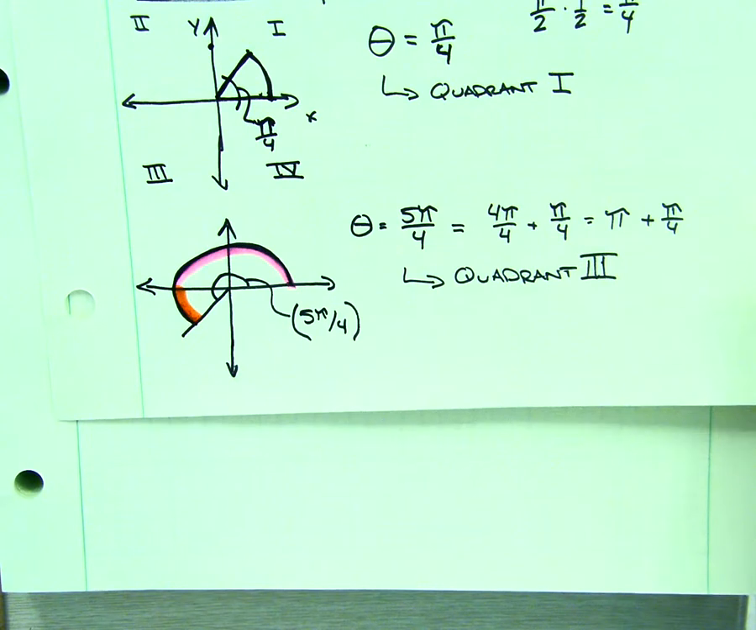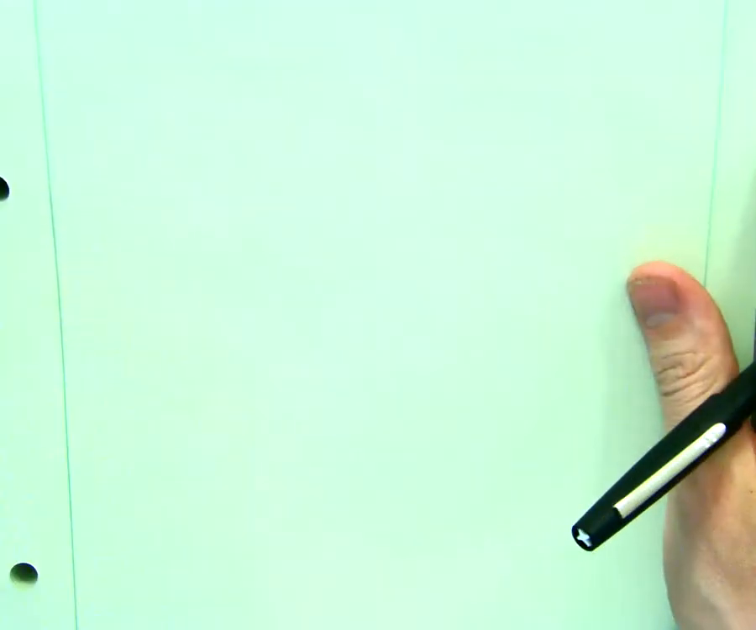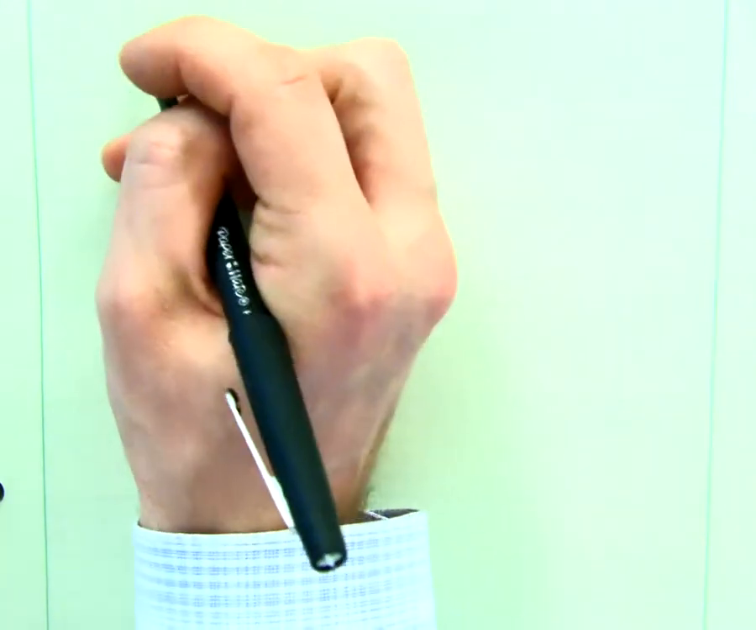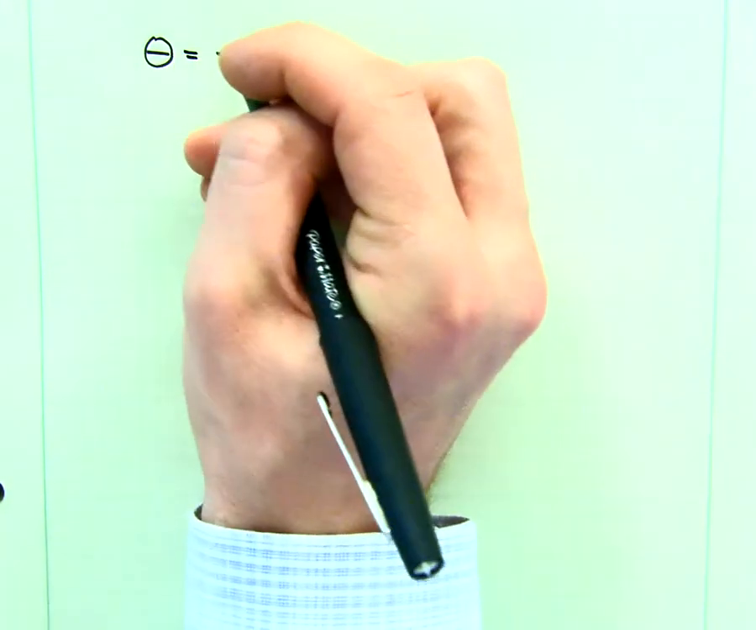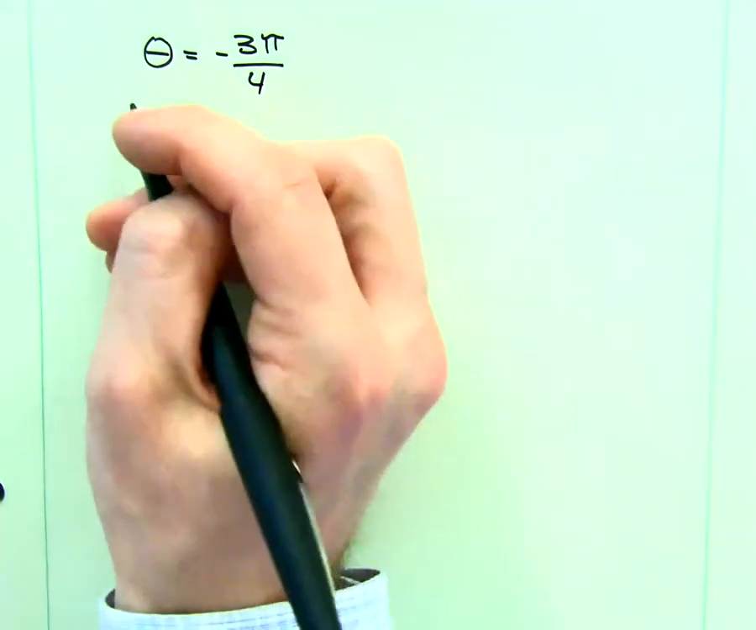Now one more example before I leave you guys this time around. This time I want us to look at a negative angle. So we've always been going in the counterclockwise direction, the positive angle. The last example I've got for us is, what if my theta is going to be equal to negative 3 pi divided by 4? Negative 3 pi divided by 4.